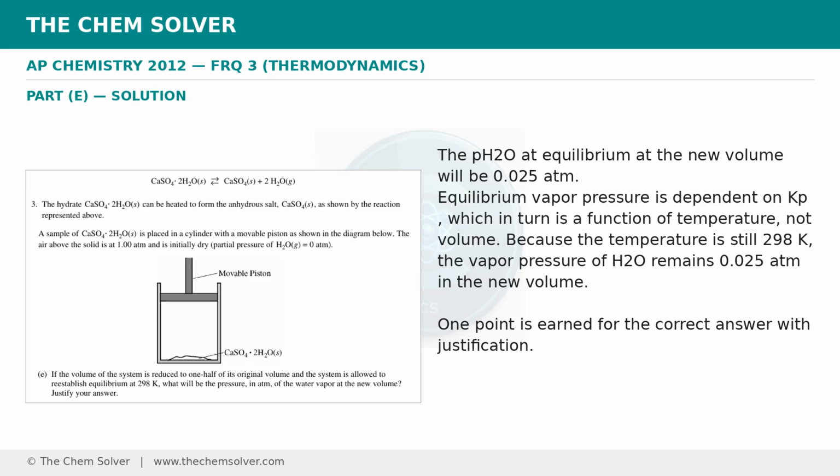The pH₂O at equilibrium at the new volume will be 0.025 atmospheres. Equilibrium vapor pressure is dependent on Kp, which in turn is a function of temperature, not volume. Because the temperature is still 298 Kelvin, the vapor pressure of H₂O remains 0.025 atmospheres in the new volume. 1 point is earned for the correct answer with justification.